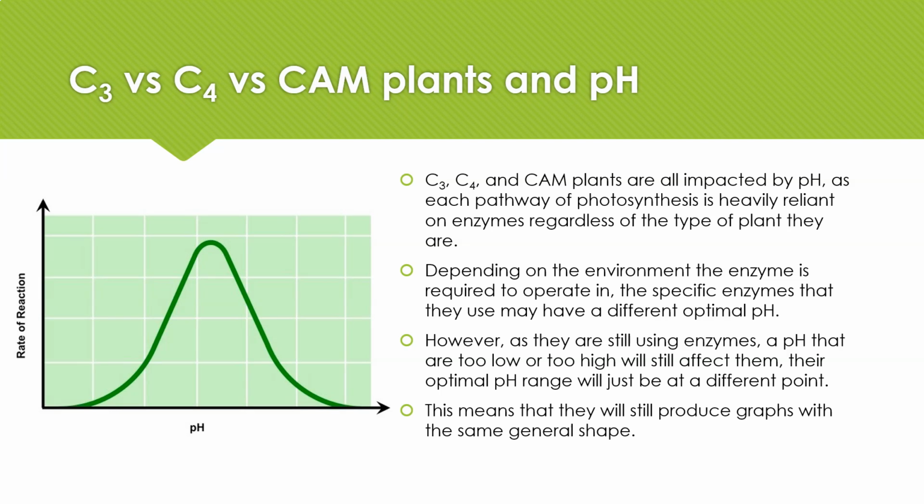And so, because they're using enzymes, anything too low or too high on the pH scale is still going to affect them in the same way. So you don't really see any difference between C3, C4 and CAM plants, and they're all going to end up producing graphs that look like the one on the left there. There won't be any differences between them. So it is worth noting that pH for the most part just affects them all the same. Alright.